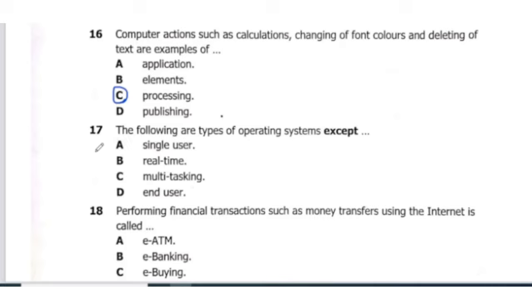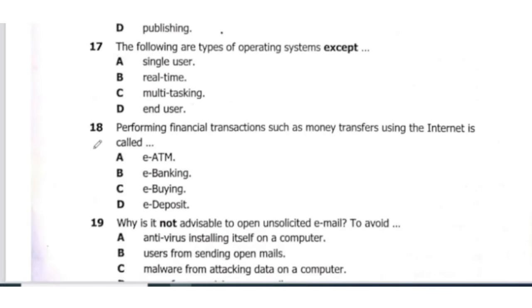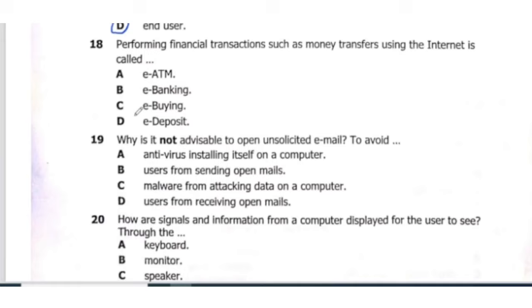Okay, we come to 17. The following are types of operating system except A, single user, B, real time, C, multitasking, D, end user. The end user is the person that is using a computer for a certain purpose. So the one which is not a type of operating system is end user.